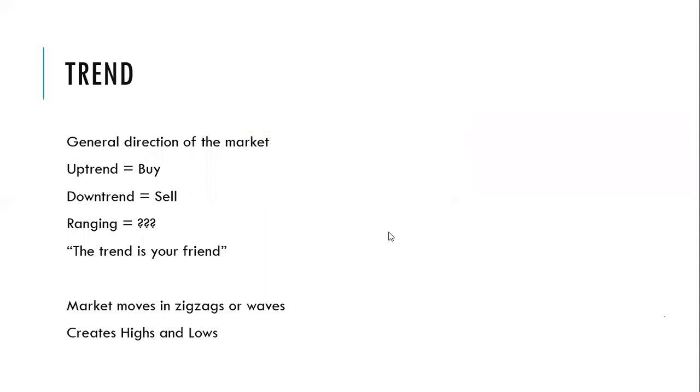So, the market moves in three directions. Kahit anong mangyari, tatlo lang ang pwedeng puntahan niyan. It could go up, it could go down, or it could go sidewards. Yun lang naman ang pwedeng mangyari sa market. So, if the market is going up, we call that an uptrend. If the market is going down, we call that a downtrend. If the market is not going anywhere or sidewards lang, we call that a ranging market.